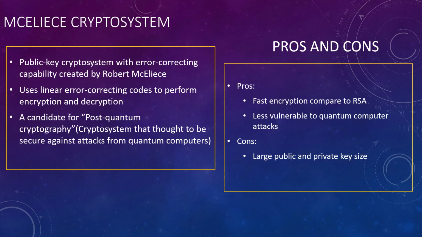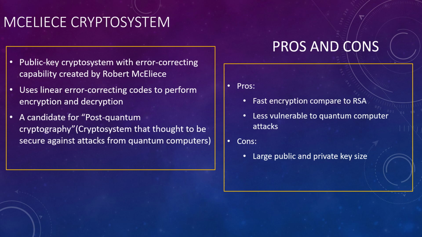So, what is McEliece Cryptosystem? It is a public key cryptosystem. A public key cryptosystem uses different sets of public key and private key to do the encryption and decryption respectively, so that we can ensure only the people we want to receive the message can decrypt it, since the public key and the private key are different from each other.